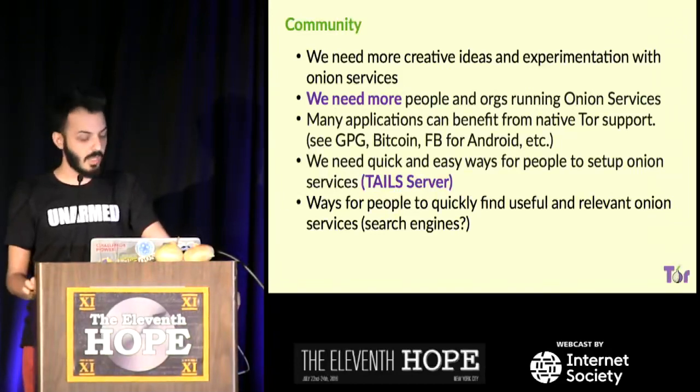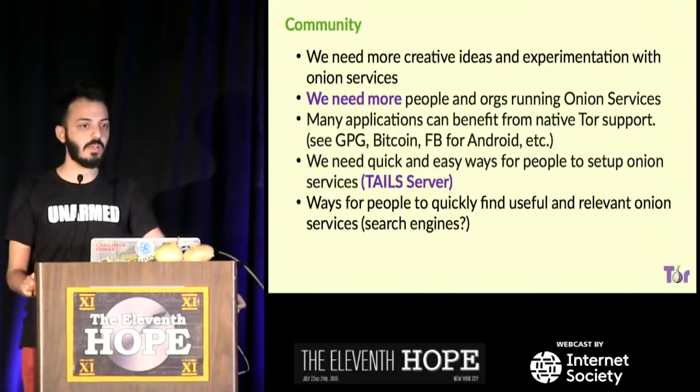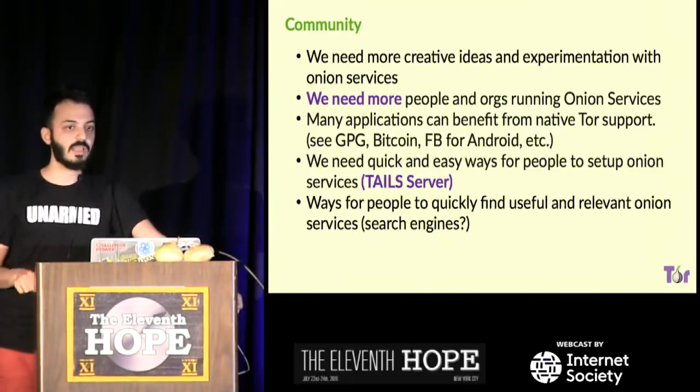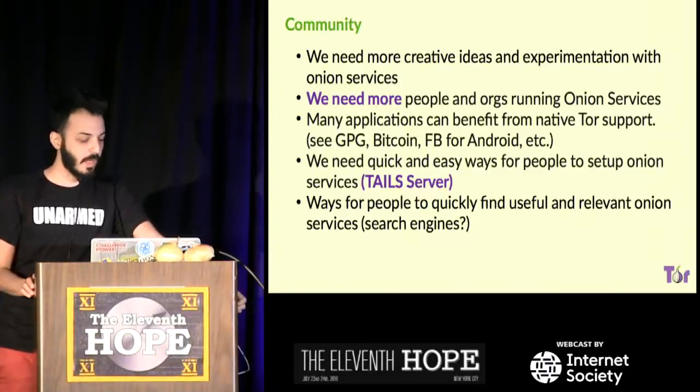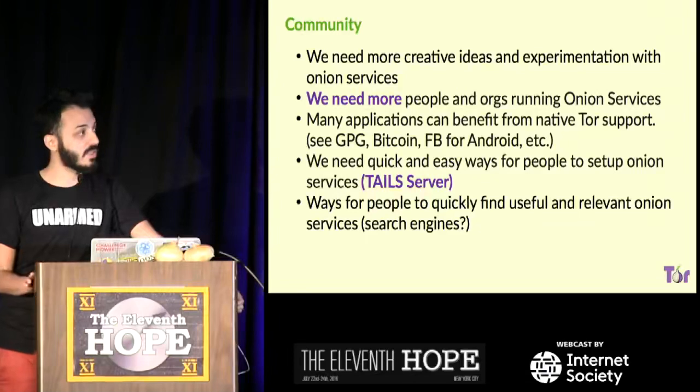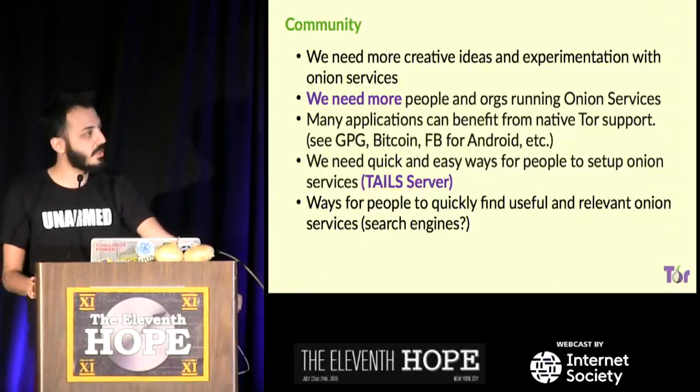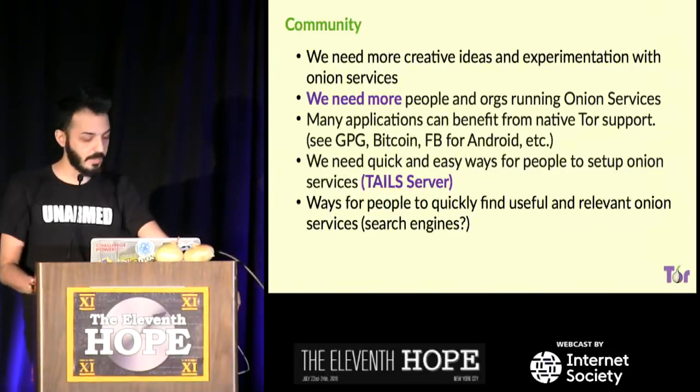Facebook did something amazing on Facebook for Android: if you have Orbot installed and Facebook for Android, there is a kind of hidden option that appears that basically sends all of your traffic over Onion. GPG just started supporting Tor, it's one of the options in the recent releases. Bitcoin uses the Onion thing.